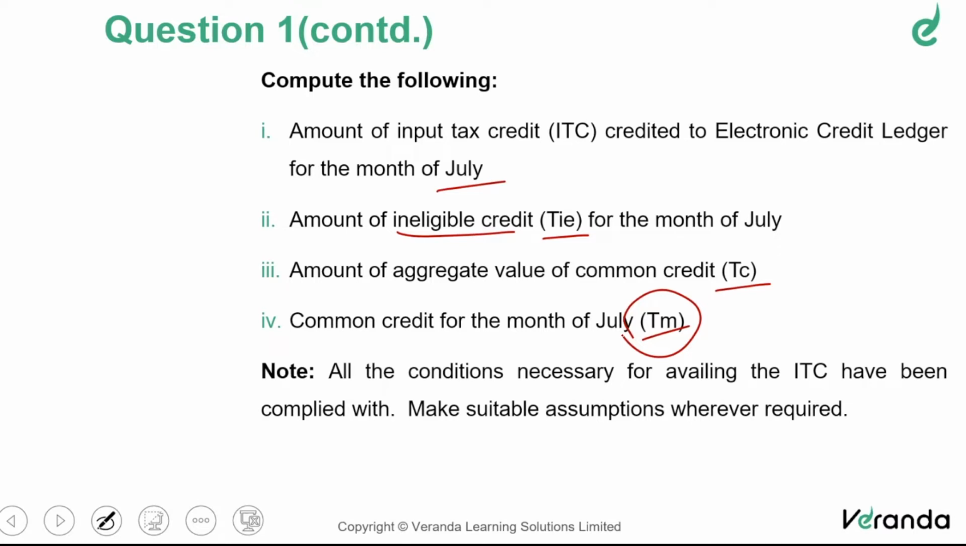So all conditions necessary for availing the ITC have been complied with. There are no other things that are required to be seen. So which means ultimately they're all eligible ITC only. And then you are required to make suitable assumptions.